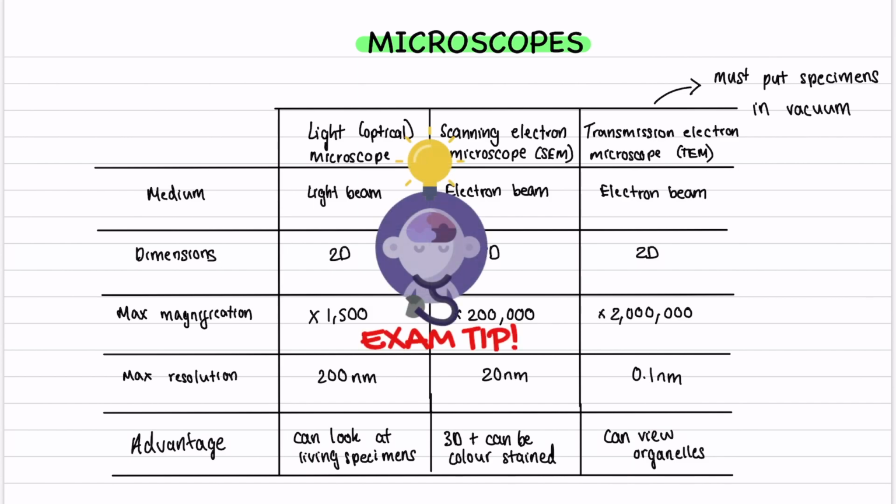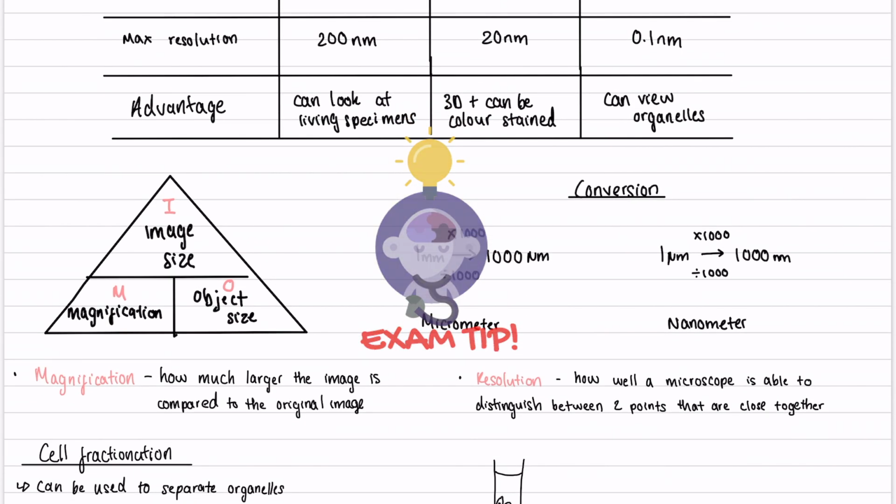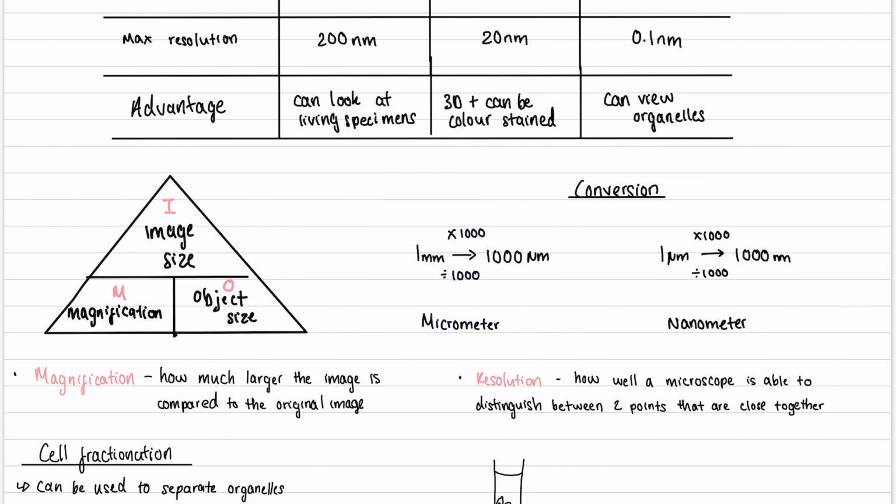Now, in your exam, if they give you a magnification calculation question, for that, remember this triangle. If you want to calculate the image size, then cover that bit and you are left with the magnification times the object size. If they ask you to calculate the magnification, then cover the magnification and you're left with the image size divided by the object size.